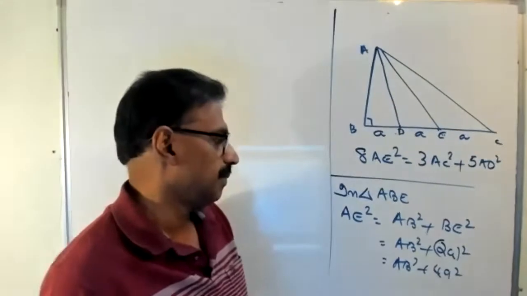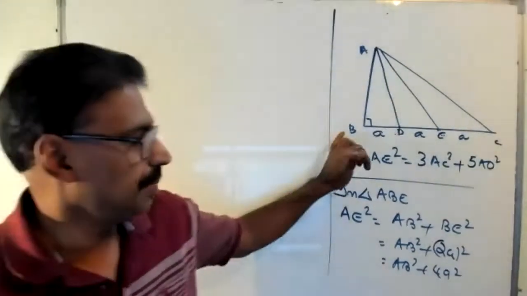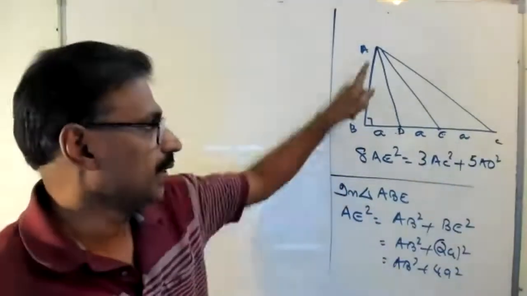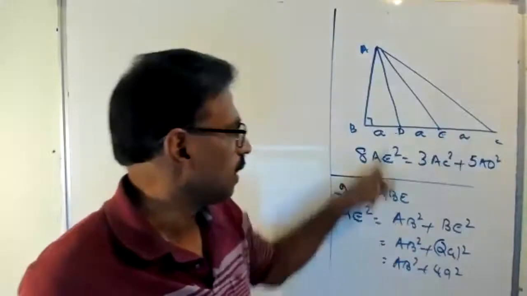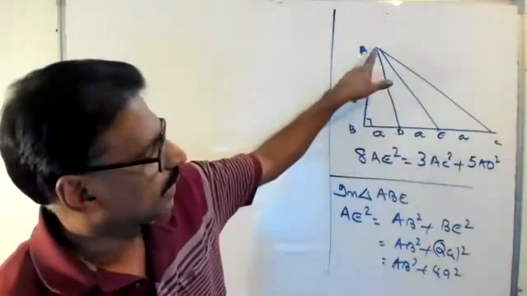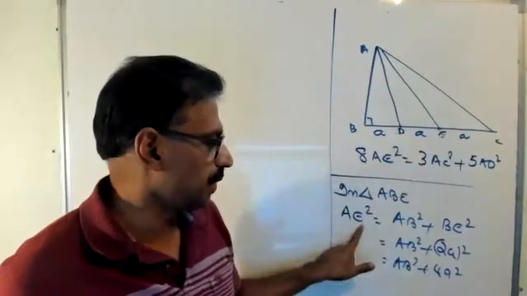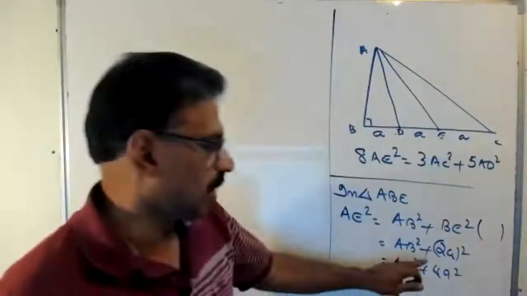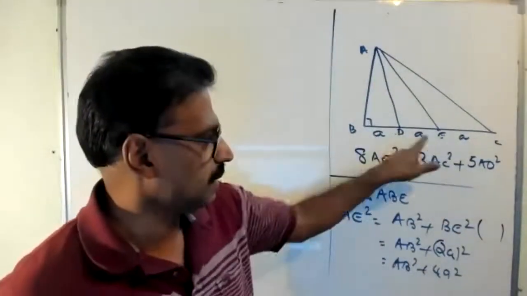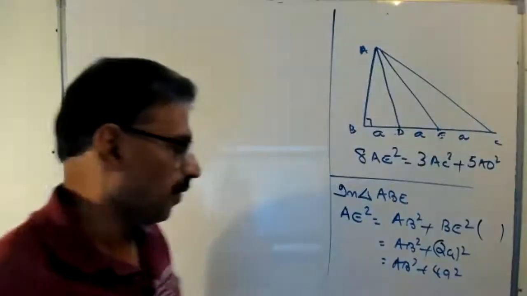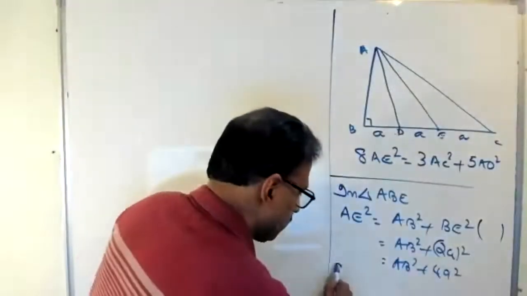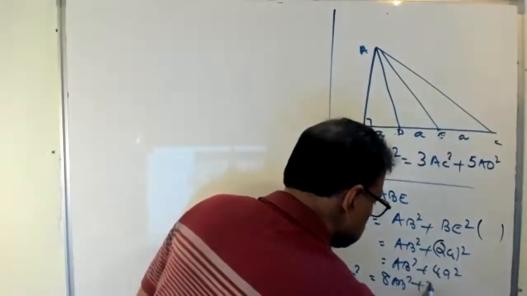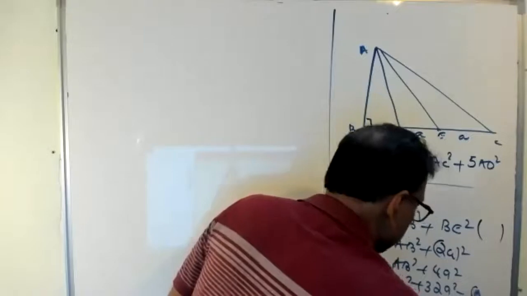So then look at here. Trisect means BD equal to DE equal to EC. Then in triangle ABE, because first we need AE. In triangle ABE, AE square equal to AB square plus BE square. You write here Pythagoras theorem. AB square plus 2A whole square. Why 2A? A plus A. So AB square plus 4A square. We need 8. 8A square. 8 AB square plus 32A square. Number 1.